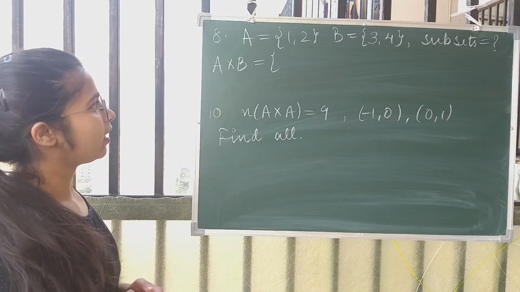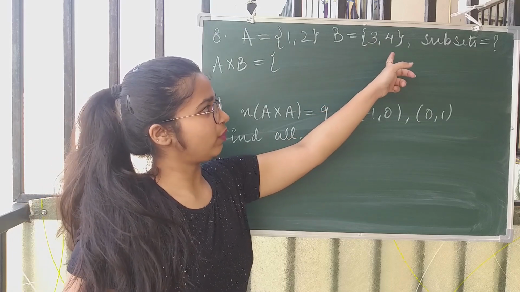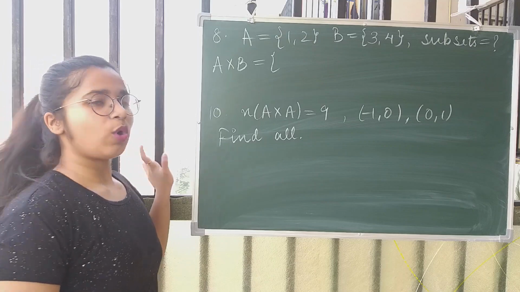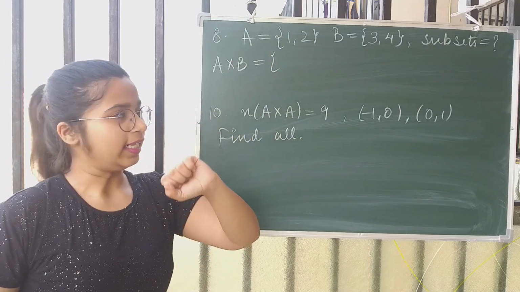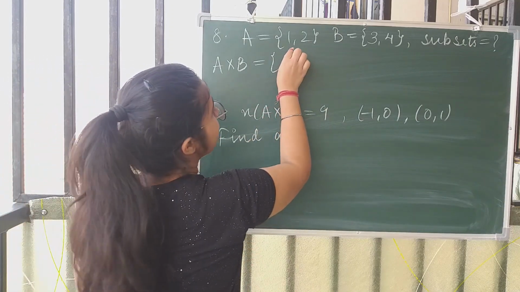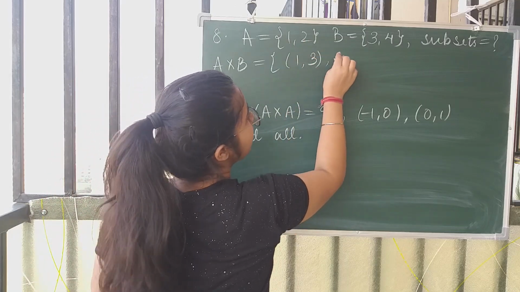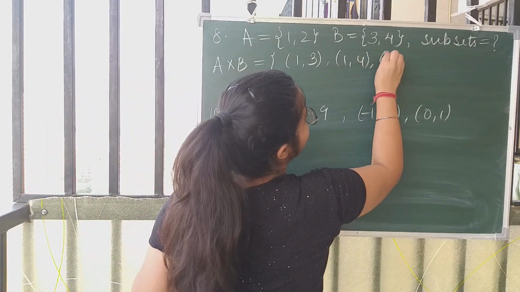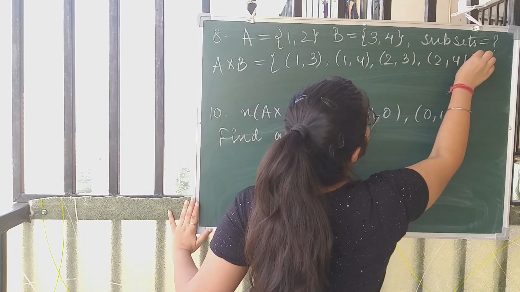It says that A is a set which has elements 1 and 2, B is a set which has elements 3 and 4. Firstly, you have to find A cross B. So A cross B has all the ordered pairs in which the first element comes from A and the second element comes from B. So A cross B can be written as, firstly we take 1, so 1 के साथ we can have 3 and then 1 के साथ we can have 4. Similarly, when we take 2, with 2 we can have 3 and then with 2 we can have 4.